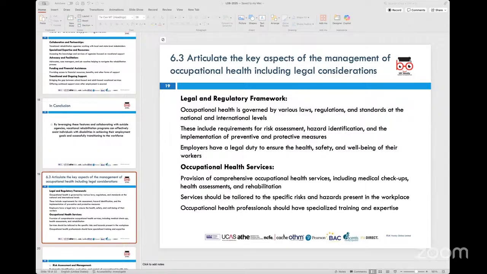So when we do talk about legal considerations, that's the key word here. When we say legal considerations in the case of occupational health and safety, that is what we need to have a good understanding of, from the point of view of working as a health and safety or an occupational health and safety officer within the organization, if you work within that role. Now, what are these legal considerations? They are basically health and safety of the employer and the employee.